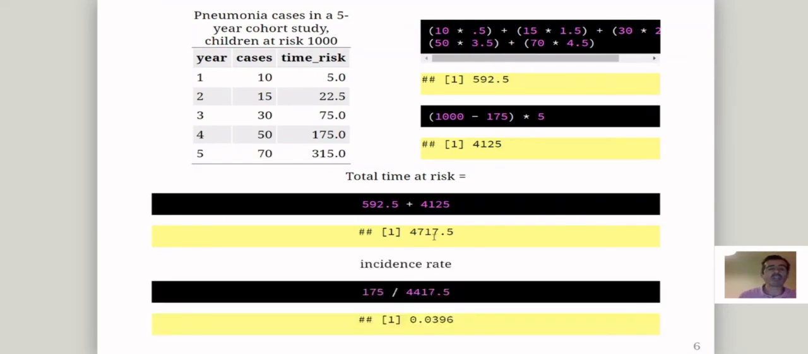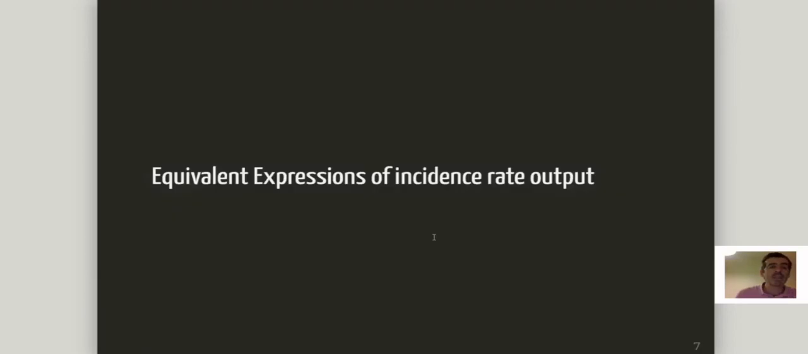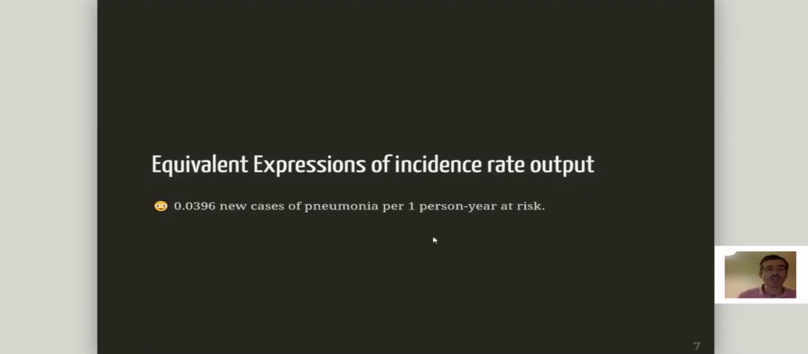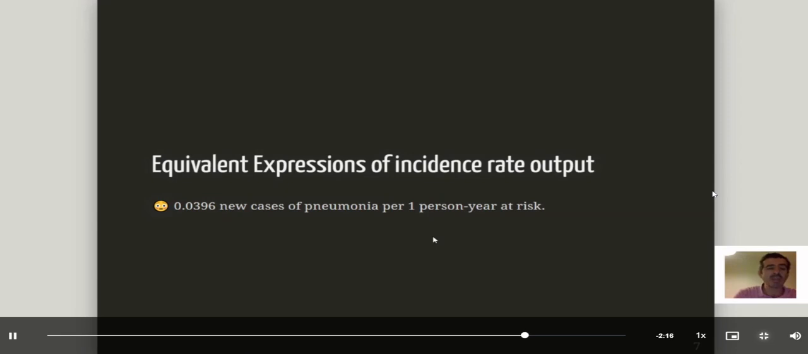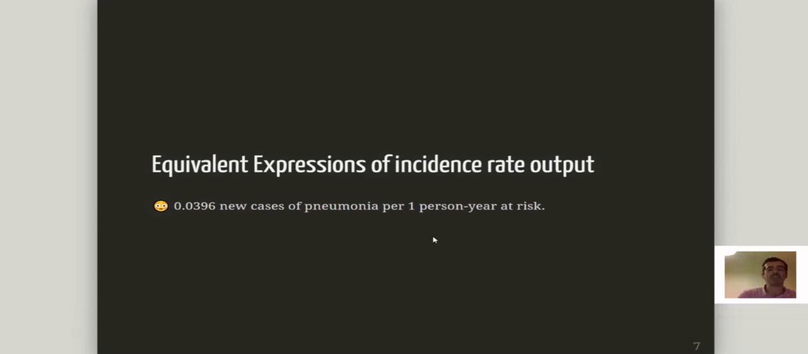So our incidence rate is going to be 175 divided by the total amount of time at risk, which is going to be 0.0396. What does this mean? So here we have some equivalent expressions of the incidence rate outputs. So we can say, as the output was given by the sums and multiplications and divisions, that there were 0.0396 new cases of pneumonia per 1 person year at risk.